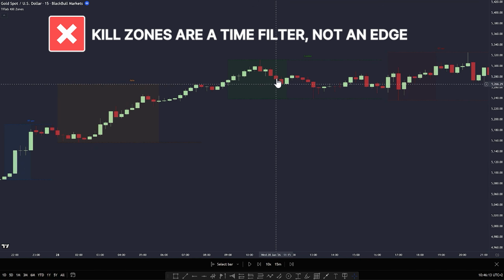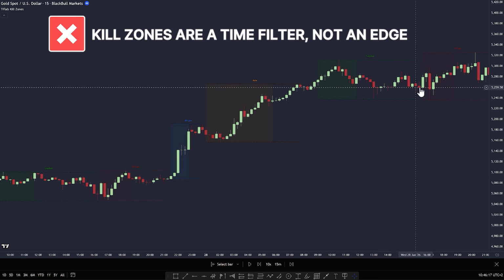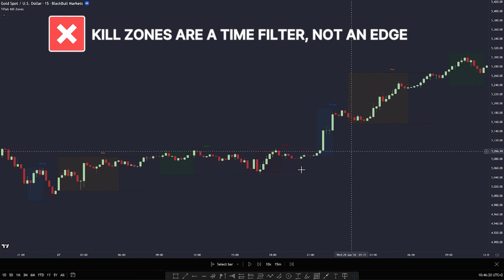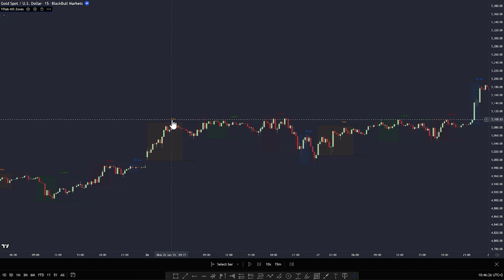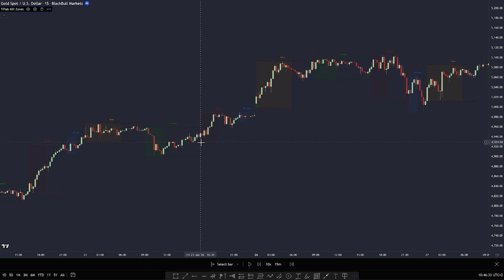Saying trade during London Open is like saying fish when the fish are awake. Obviously, but it doesn't tell you which bait to use, where to cast, or when to pull. Useful, yes. A tradable edge by itself, no. Kill zones are a supporting actor, not the lead. C tier. Now for something that sounds far more sophisticated than it actually is.